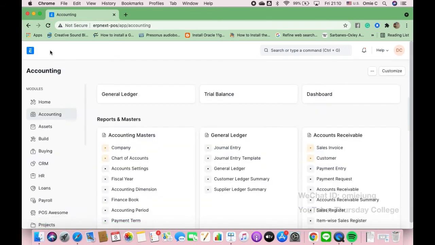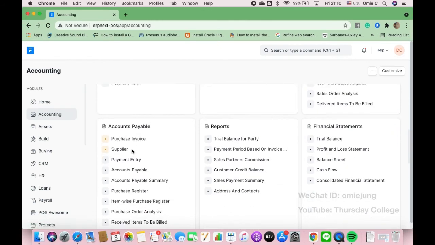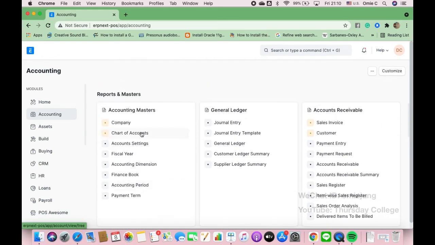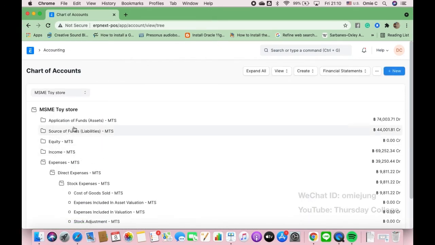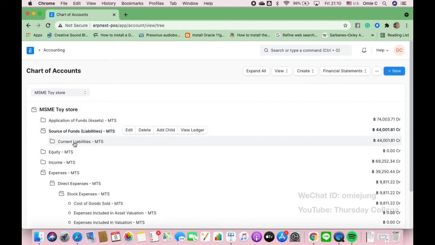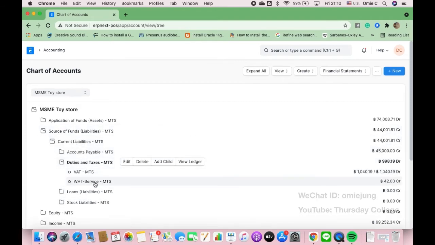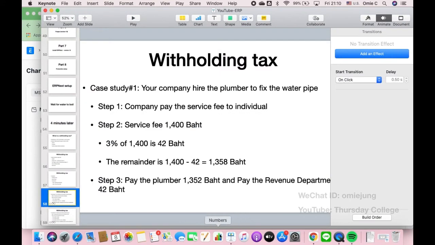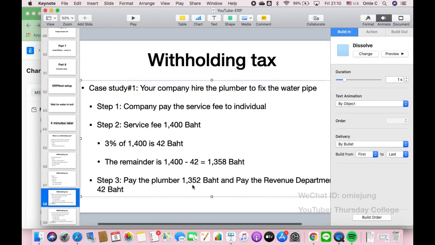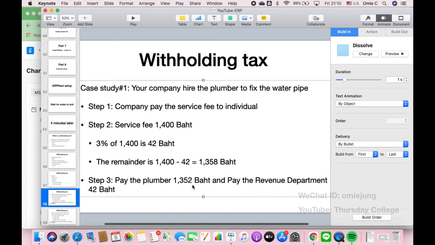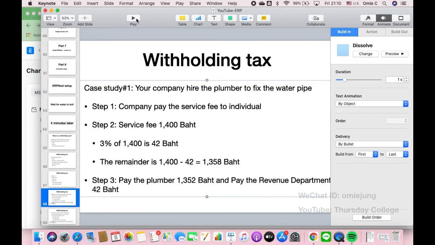We go back to the accounting, and then we go to the chart of accounts again, and then we see the tax, the liability, the current, and then we have the duty and tax. So you see withholding tax, we're going to have 42 baht. So we pay the plumber, and then later on we pay the revenue department 42 baht.